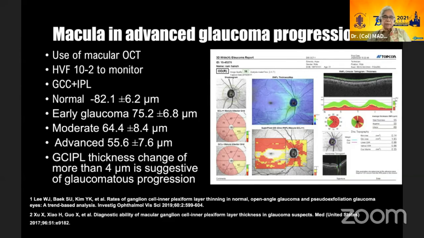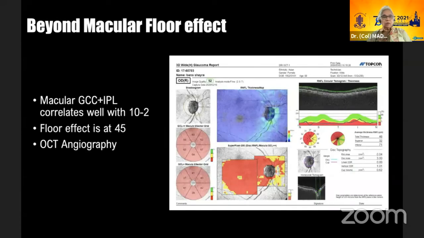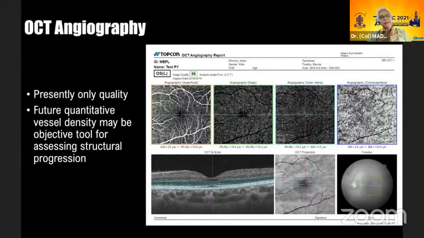And in GCIPL, a thickness change of more than 4 microns in the macula is suggestive of glaucoma. And it correlates very well with 10-2. So the floor effect is at 45, and suppose now it has gone there. Now where do we go from here? From here 10-2 continues, or 10-2 can go to the macula, but we now come to OCT angiography.